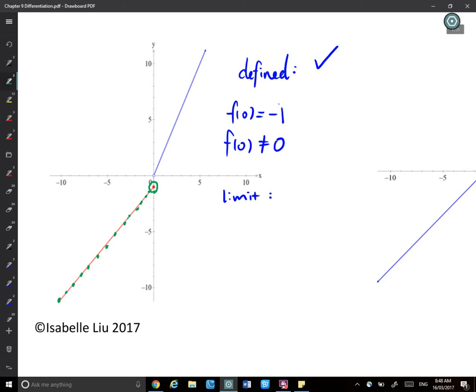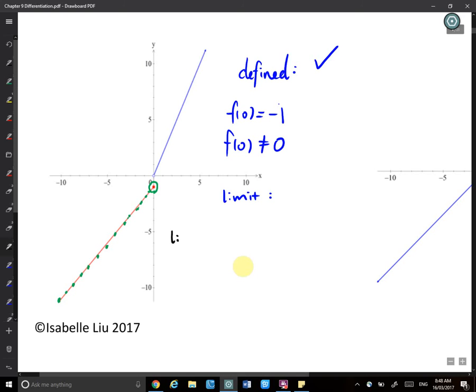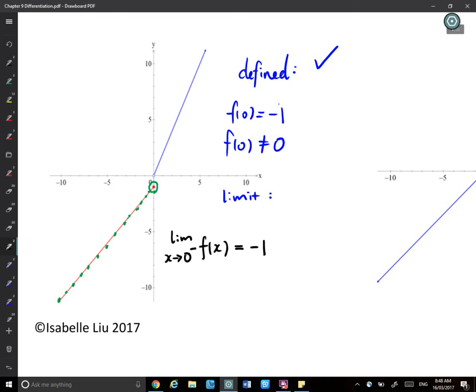So if I go from the left-hand side, the limit when x approaches 0 from the left of f(x) will equal negative 1. Because the y value is negative 1 for the point I'm approaching. So going from the left, I approach that closed circle, that point.